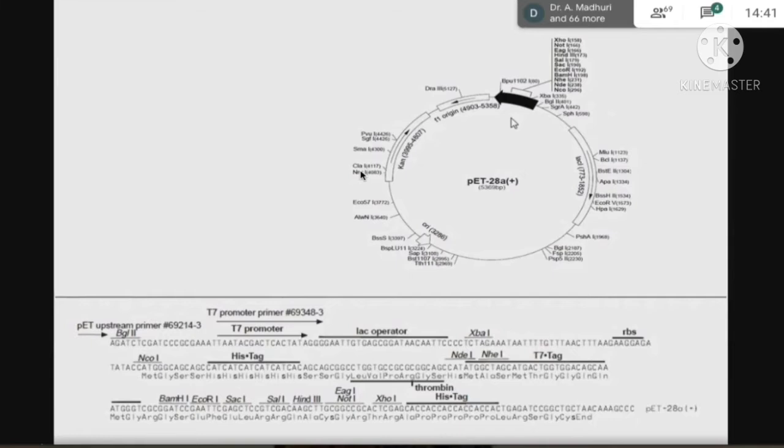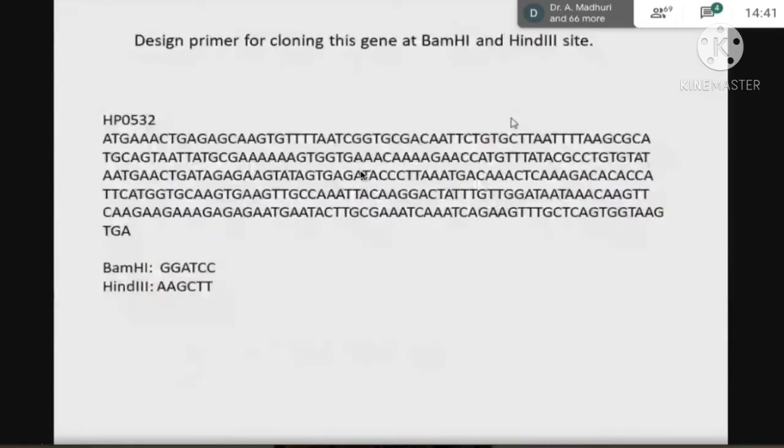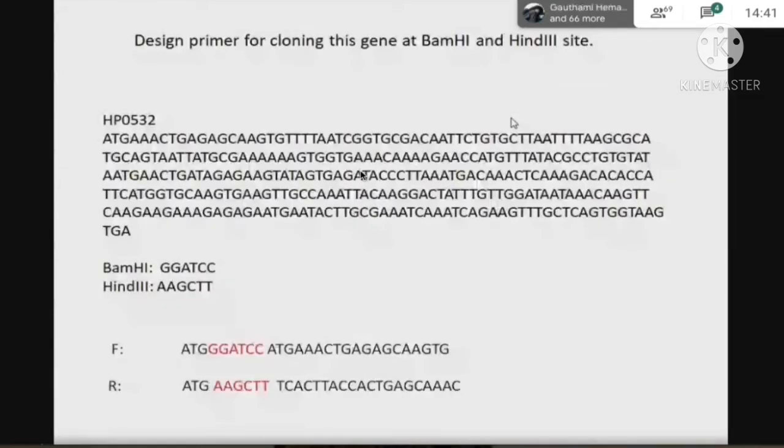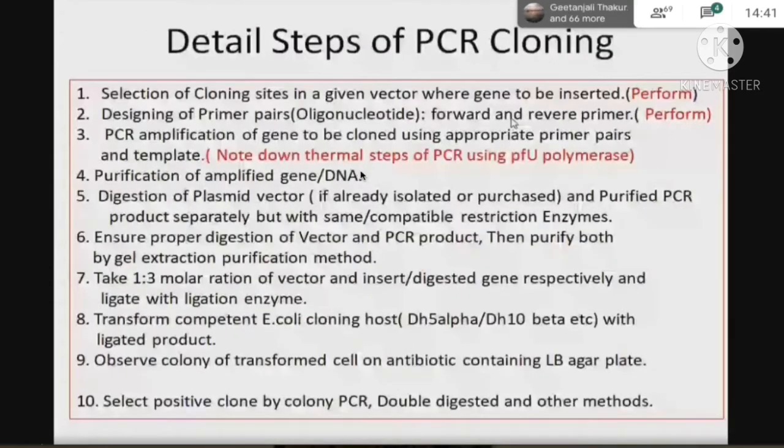ठीक? First step हो गया तुम्हारा. You have searched, suppose, a site where you can clone it. So selection: you have selected the cloning sites where you can clone your gene of interest. Then second is designing a primer pair.